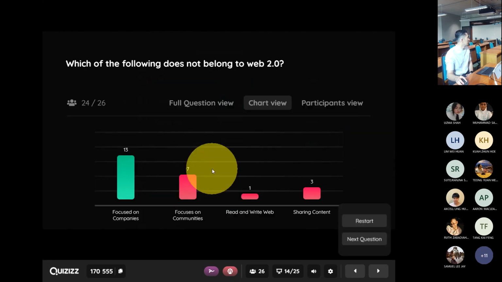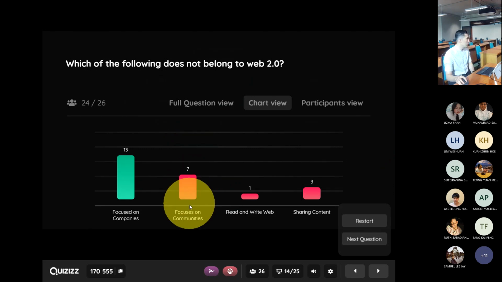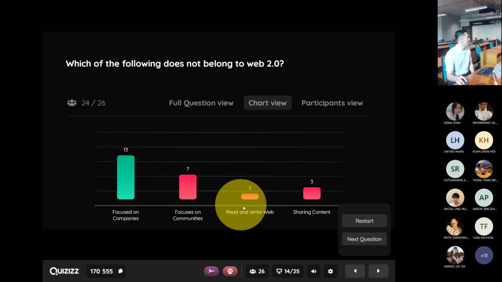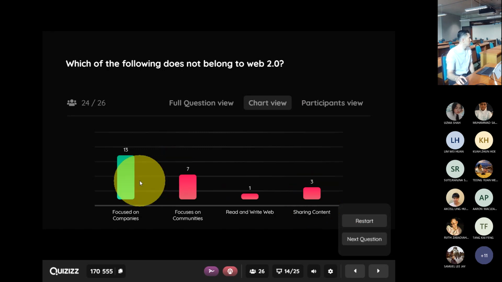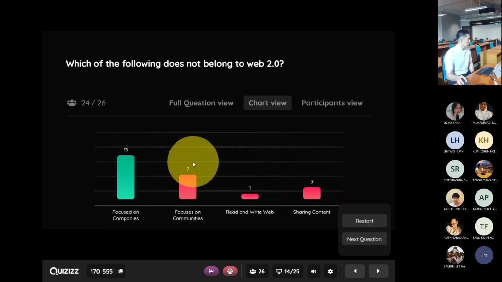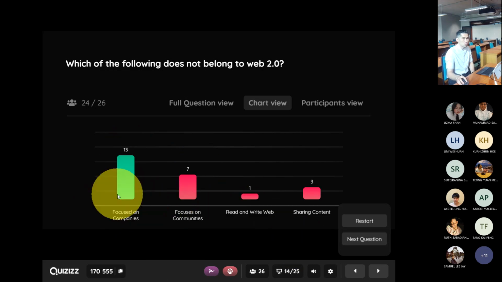Okay. All right, so it's focused on companies. Yeah, it's focused on companies. We have just highlighted this earlier. Web 2.0 focuses on community. Right before I started this question, I just highlighted that. Web 2.0 is read and write, the sharing of content overall in terms of how users are able to share their content. But they are not focused on companies anymore. So Web 2.0 focuses more on the users, if you notice. Focusing on companies is the one that does not belong to Web 2.0, it belongs to Web 1.0.